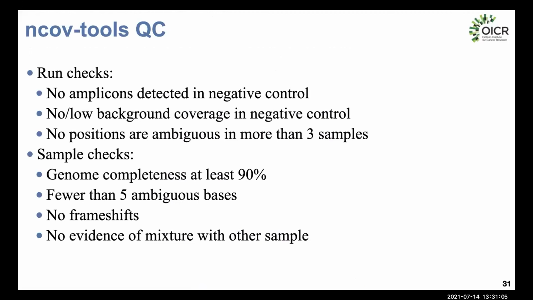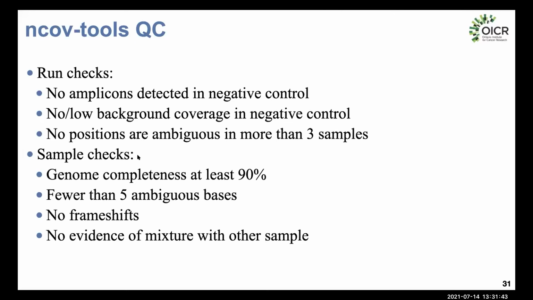Okay, just to summarize the types of QC that ncov-tools performs, it will perform checks across the entire sequencing run. For example, whether there are any amplicons detected in the negative control, checking whether there's no coverage or low coverage across the entire region of the negative control, and checking whether no positions are ambiguous in more than 3 samples. I didn't talk about this one, but this is another way that we try to detect contamination by amplicons across real samples. It will then perform a lot of sample checks on individual samples.